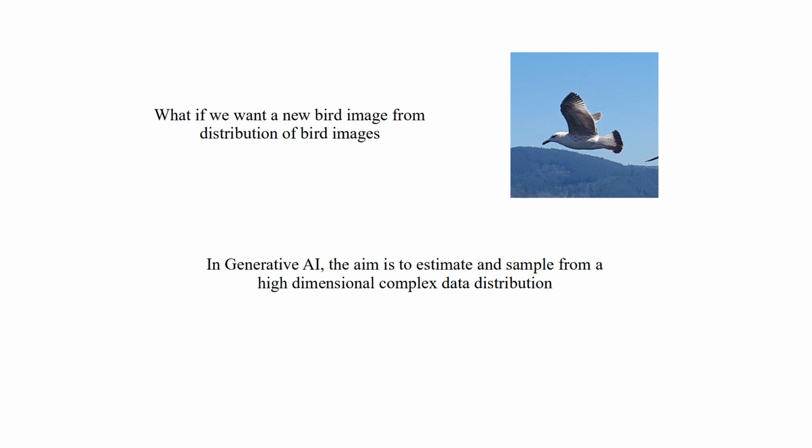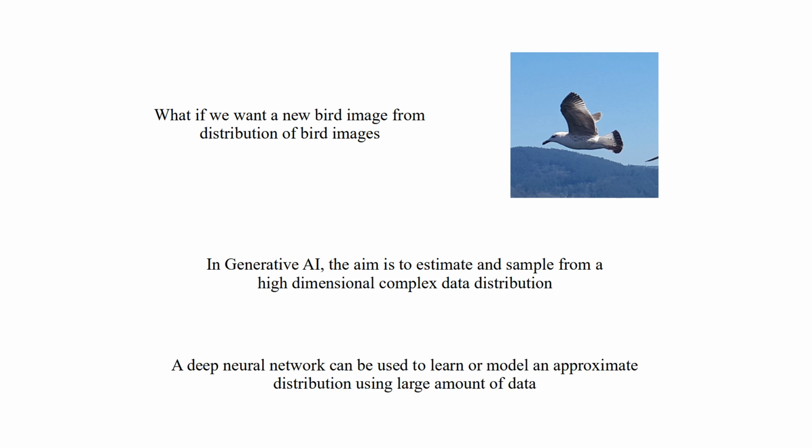What if we want a new bird image from distribution of bird images? Problem is that we don't know the probability distribution of bird images. In generative AI, the aim is to estimate and sample from a high-dimensional complex data distribution. A deep neural network can be used to learn or model an approximate distribution using large amount of data.